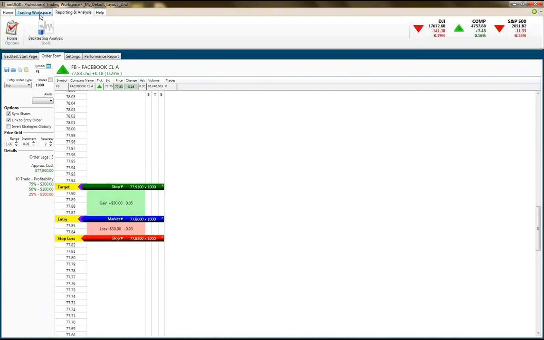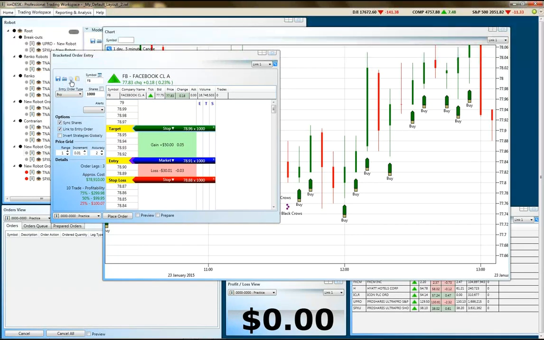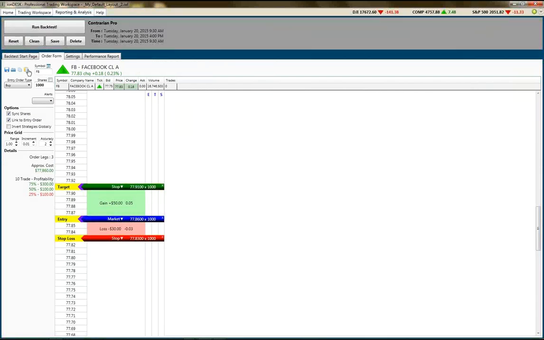And you did see what I did here. I just basically went to our file control right here on the form, and I just hit copy, and then I went over to the back test.